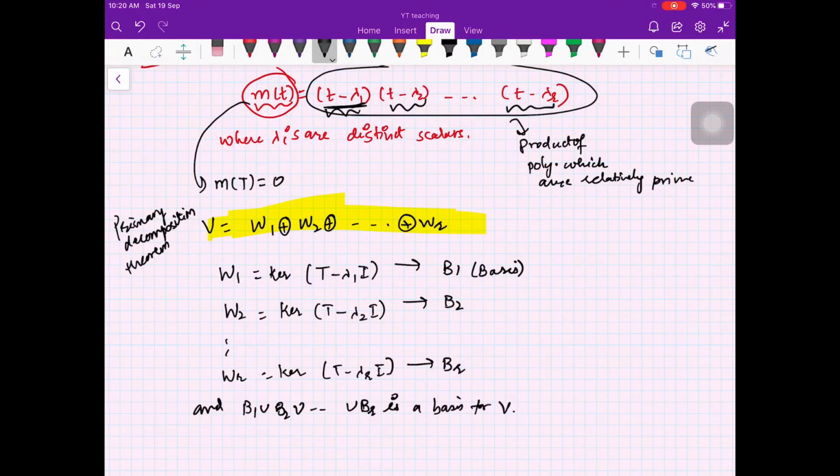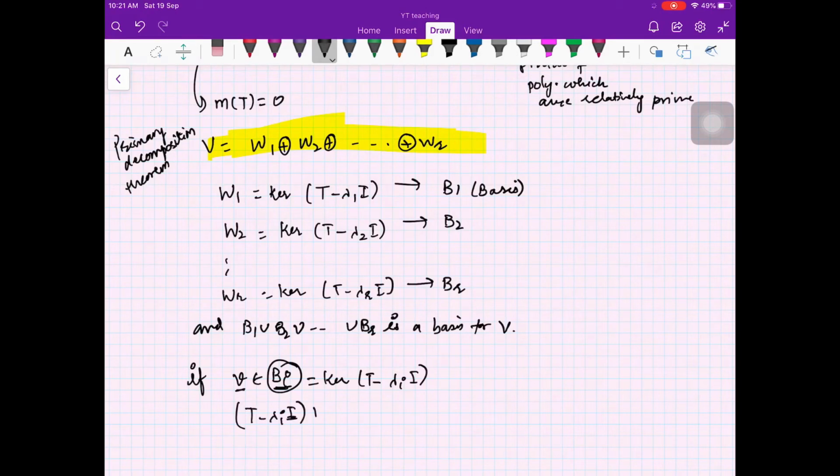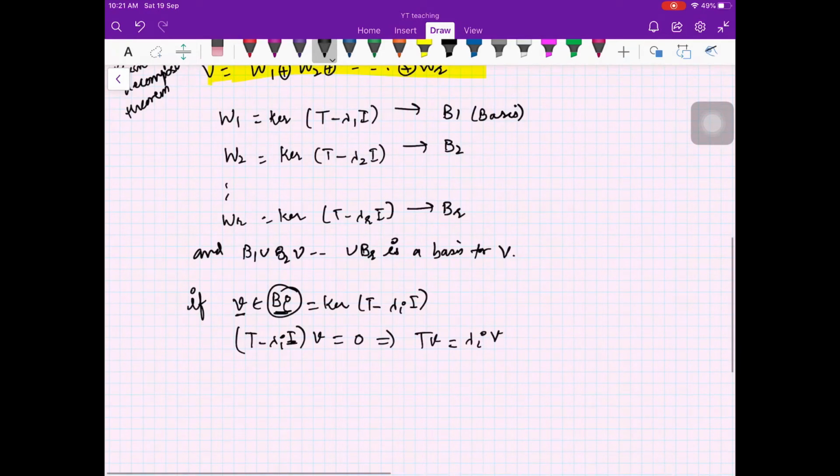Fine. Now if we take any element, say v belonging to Bi, a vector from your basis, then what will happen? This belongs to Bi means this belongs to the kernel of T minus lambda i I. So it means that (T minus lambda i I) operating on v is 0, that gives you Tv is equal to lambda i v. It means that v is an eigenvector corresponding to eigenvalue lambda i.